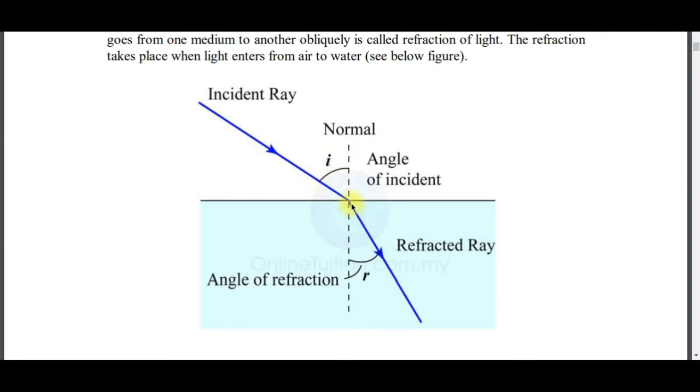When it enters the water, we see that the light ray will bend towards the normal, and the bent ray is called the refracted ray, not reflected but refracted. It is not reflecting back. We are not seeing another ray being reflected, but rather it is being absorbed and refracted. The angle between the refracted ray and the normal is called the angle of refraction.